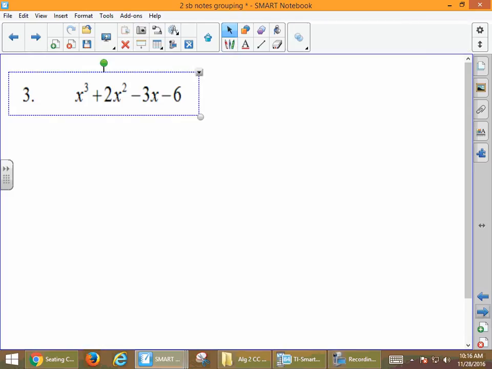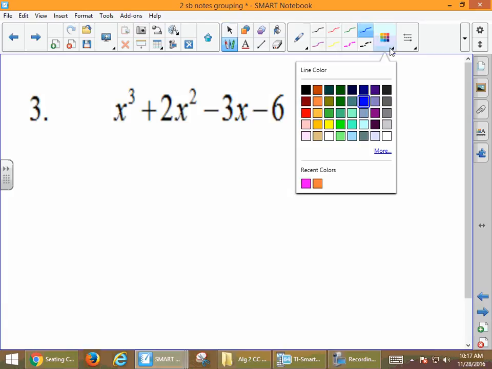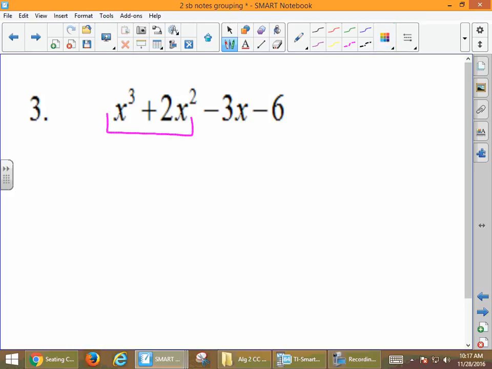Problem number 3. Always looking at a glance to see if we have a greatest common factor overall. So when we look at this one, we do not see a greatest common factor overall. But what we do see is that we can break this into 2 groups here and look for the greatest common factor there.